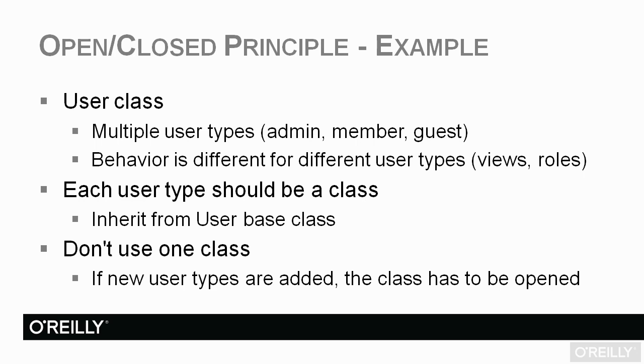So instead, each one of our user types should actually be a class unto itself, and they should inherit from a user base class. So I'll have that user base class, it'll be all closed up. An admin class will have responses that are appropriate for admin, a member will have appropriate responses and methods for members, and a guest will have their appropriate responses. So we won't use just one class. If we need a new user type, then we just create a new class that inherits from the user base class.